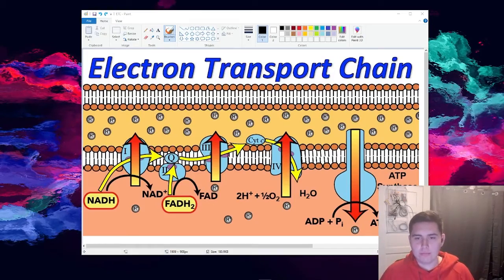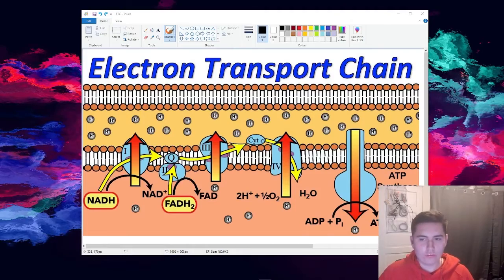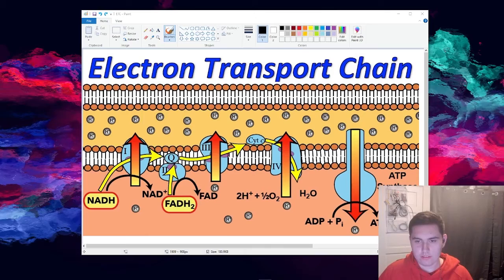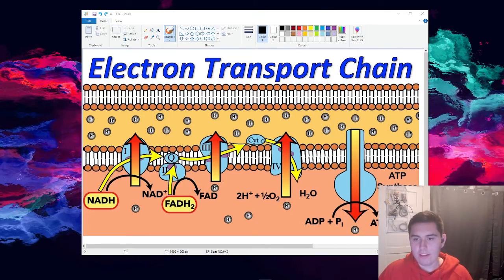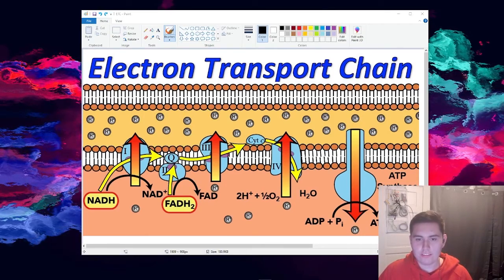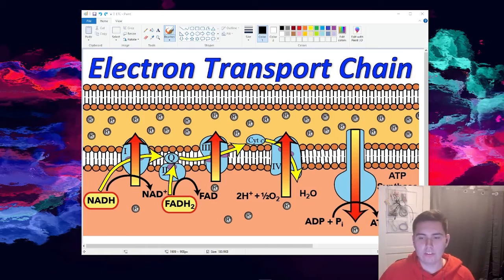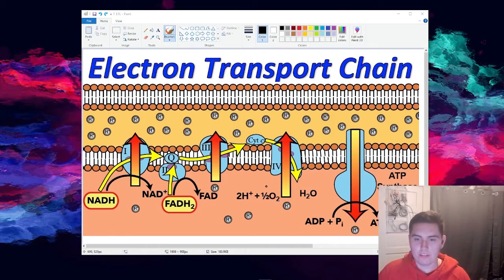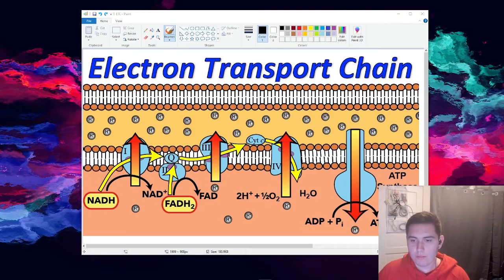The ETC is made up of membrane-embedded proteins. The 4 structures you can see here labeled 1 through 5 are the protein complexes. NADH and FADH2 from our sponsors, the citric acid cycle and glycolysis, serve as electron donors. As electrons are donated to these complexes from NADH and FADH2 and move through them, they release energy.